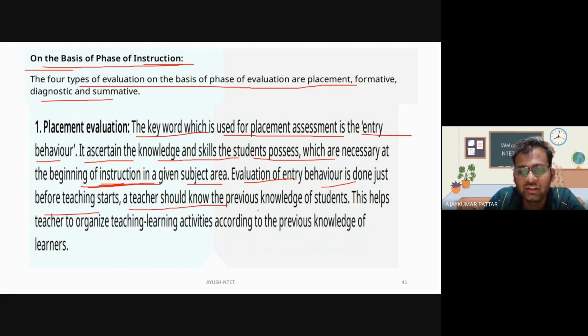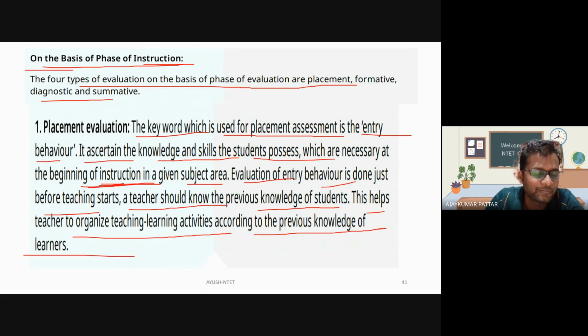A teacher should know the previous knowledge of students. This helps the teacher to organize teaching learning activities according to the previous knowledge of the learner. अगर आपने कुछ स्टूडेंट्स फर्स्ट ईयर बीएमएस को एडमिशन करने के बाद हम क्या करते हैं, यही एवेल्यूएशन करते हैं. हर एक टीचर आते हैं, आपको दोष के बारे में कुछ पता है, दांतों के बारे में पता है, कुछ पता है क्या, ऐसे पूछ के उनका एवेल्यूएशन करते हैं बिफोर रियली स्टार्टिंग क्लासेस or before starting the teaching of subject related. We will assess and evaluate the students, that is the placement evaluation.